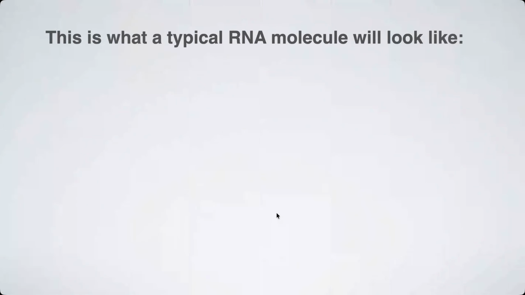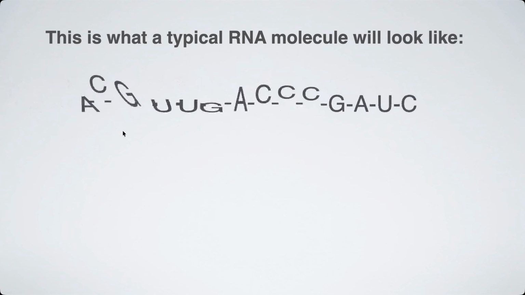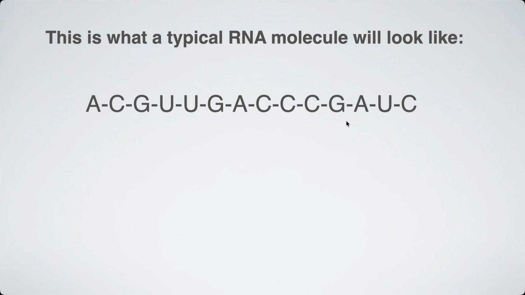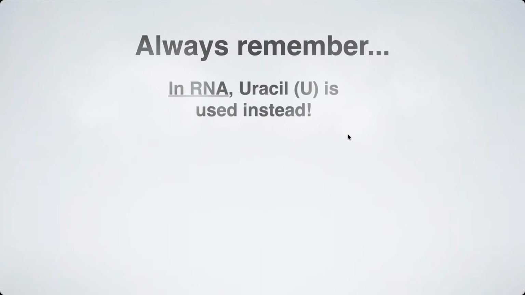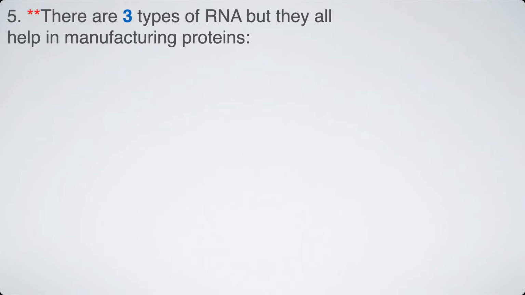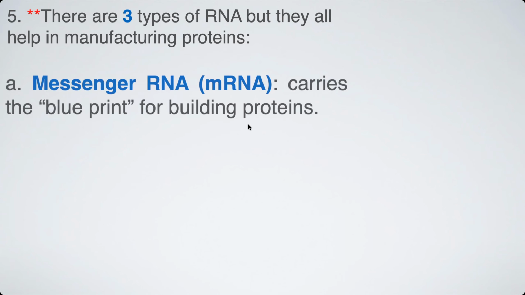So here is what a typical RNA molecule will look like. It is single-stranded. You notice you don't see any T's, but you do see U's. So remember, uracil is used instead. A pairs with U, C pairs with G in RNA. There are 3 types of RNA, but they're all used in a very similar way. They all fulfill different roles here.